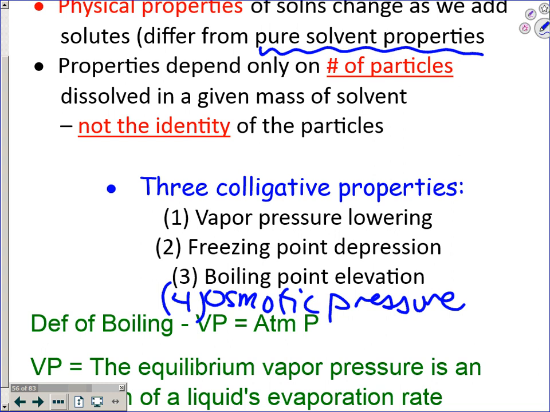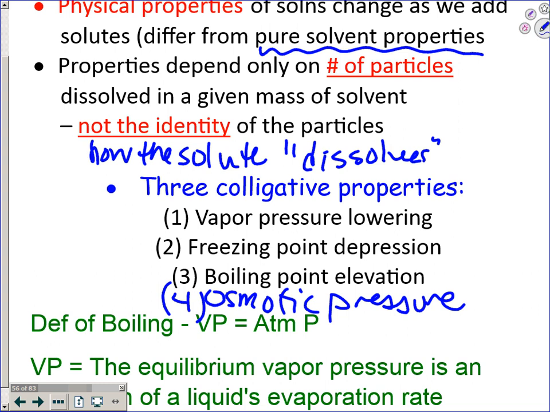So it's not really like, what exactly am I putting in this solution to make it a solution? It's how many particles I get when I put the solute in solution. So we care about how the solute dissolves. We're asking ourselves, is it ionizing? Or is it just dissolving, which is called hydration? We're looking to see how many ions it's making, and that's going to give us information on how much the temperature changes freezing point wise or boiling point wise, and how much the vapor pressure changes.